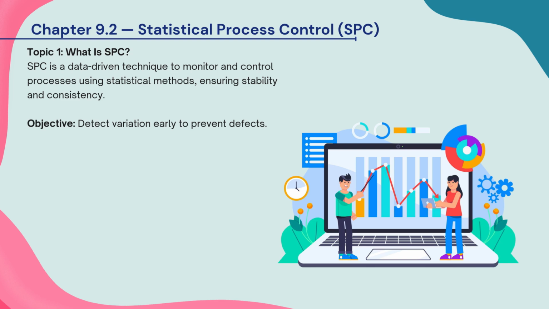This slide introduces Statistical Process Control, or SPC. SPC uses statistical methods to monitor and control processes so they stay stable and consistent. The main goal is to detect variations early before they turn into defects, allowing proactive correction and better quality performance.